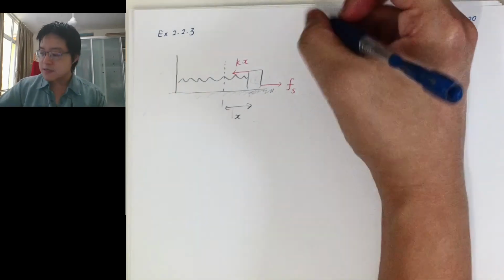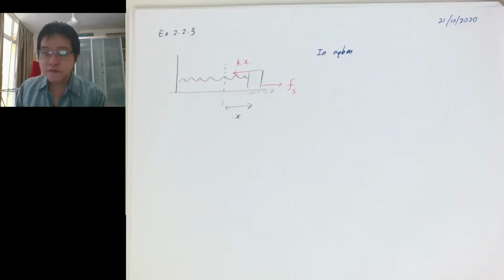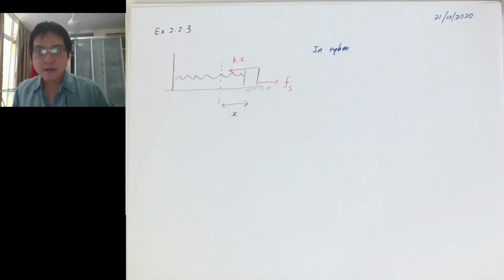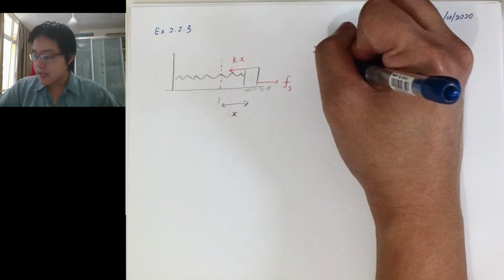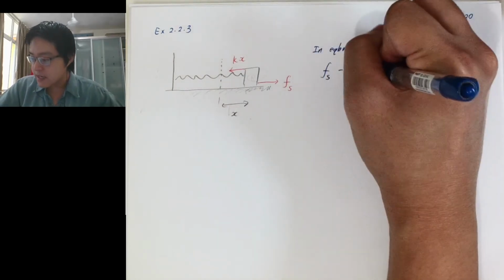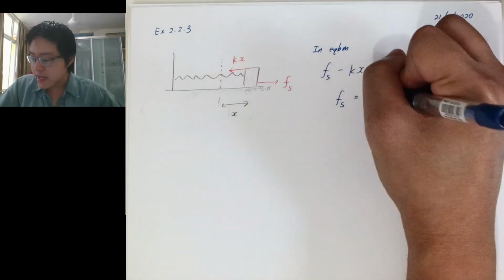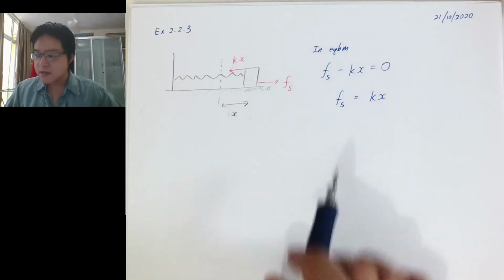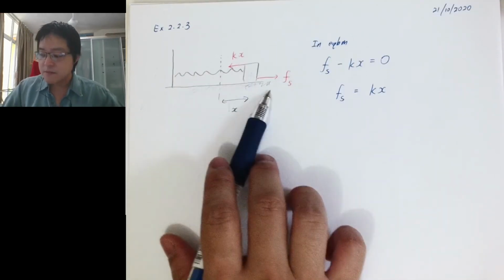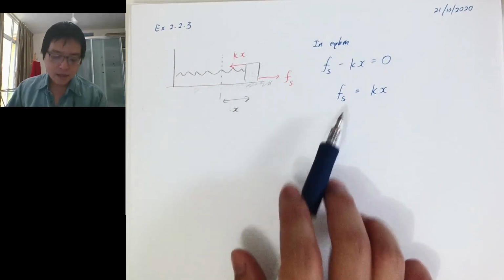So this system is in equilibrium. If we don't want this to move, that means the net force acting on this is 0. Am I right? So if I take right as positive, Fs minus kx, we want this to be 0. As we can see, it doesn't matter what the x is, the friction will automatically be the same value, so that it will cancel out the force to remain in equilibrium.